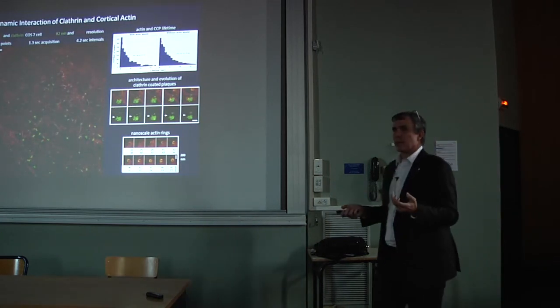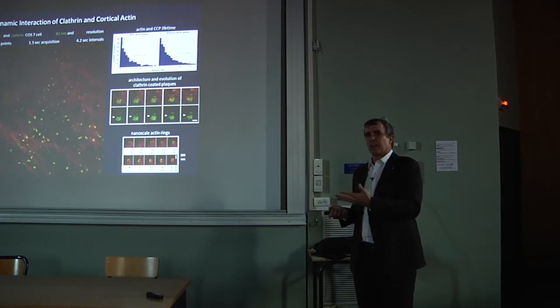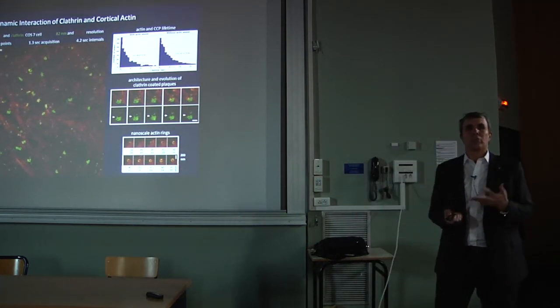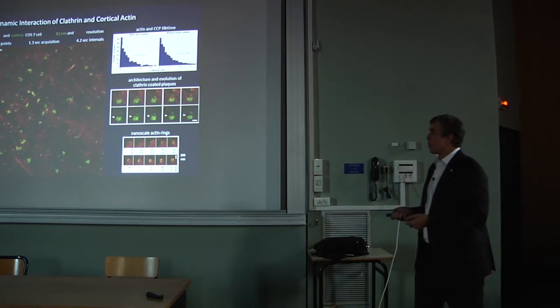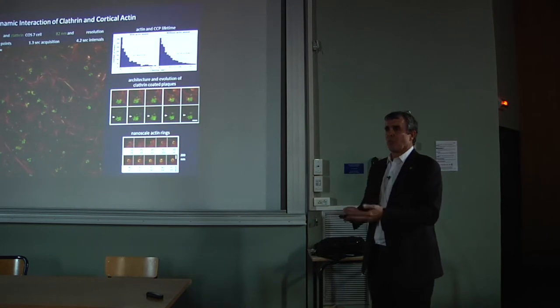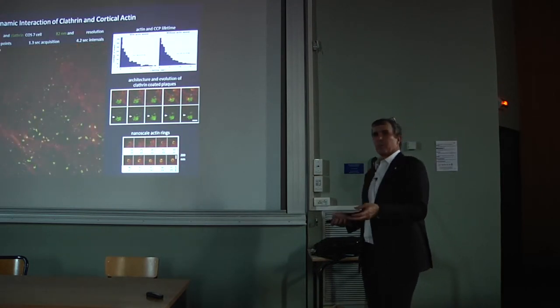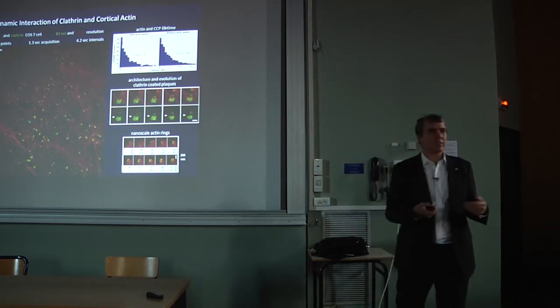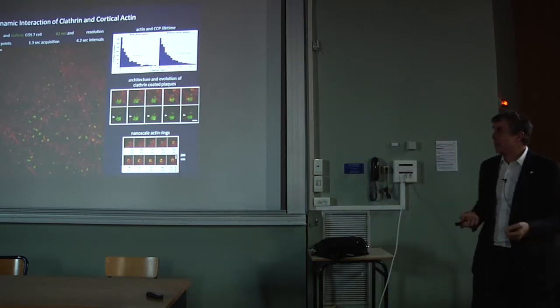There's been a lot of debate in the literature about the role of the actin cytoskeleton in clathrin-mediated endocytosis and whether it facilitates that. What we found is that in only about half of the cases, right before endocytosis, actin is recruited. But when it is recruited, there's a small but statistically significant shortening of the lifetime.